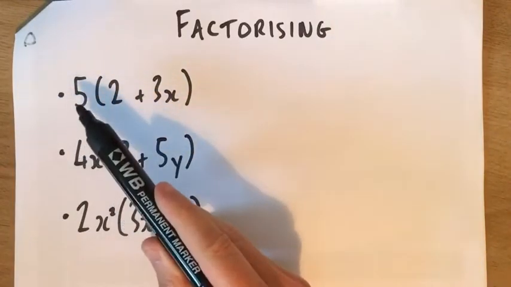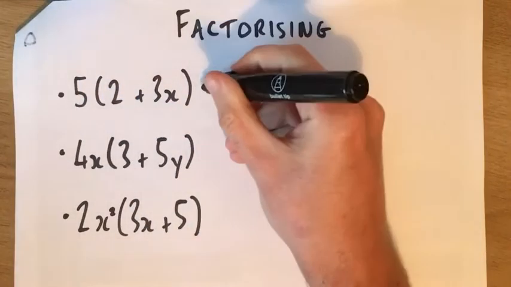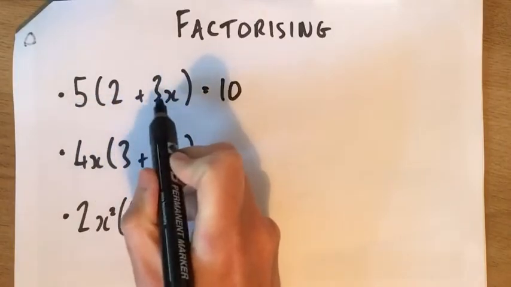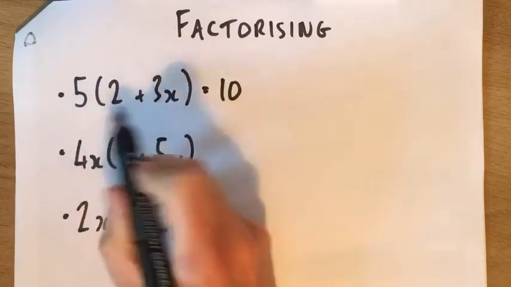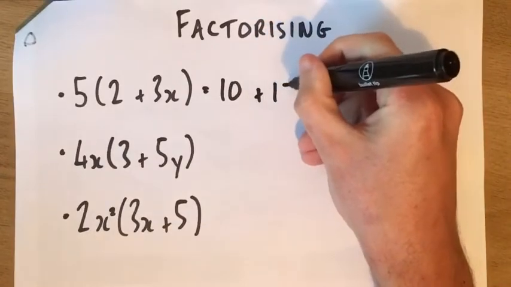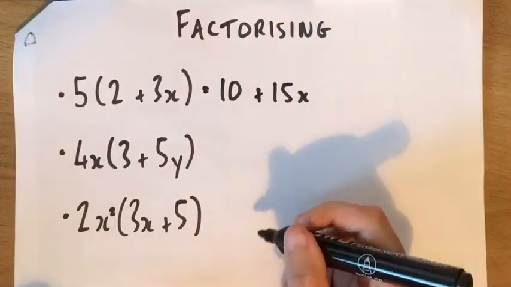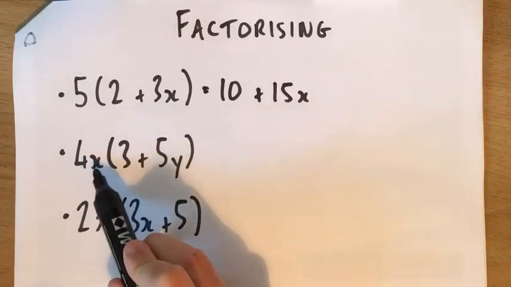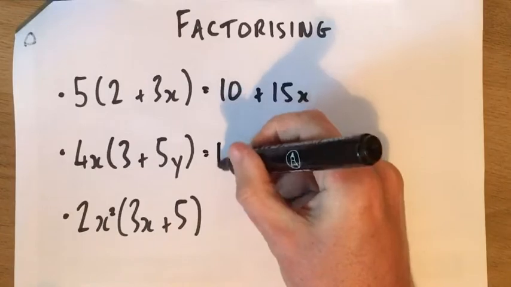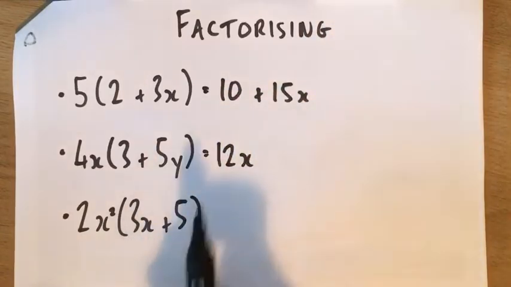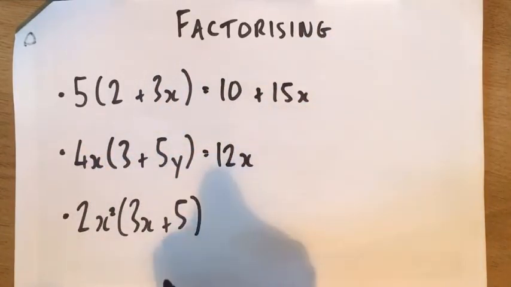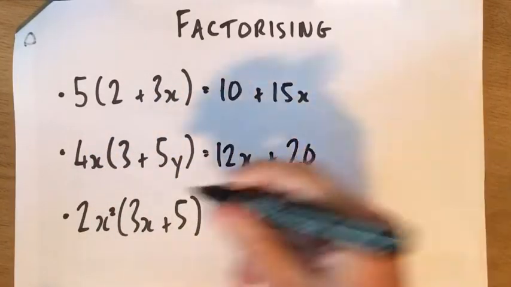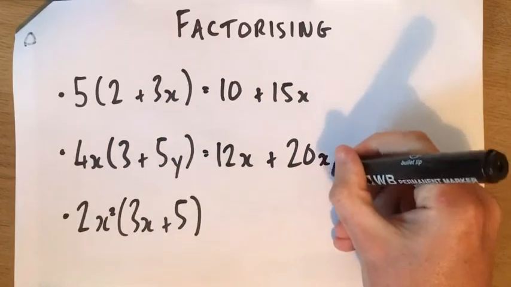So 5 multiplied by 2 is 10, and 5 multiplied by 3x, don't forget to multiply by the other thing in the bracket, is 15x. The second one down here, if I was asked to expand this, it would be 4x multiplied by 3, which is 12x. 4x multiplied by 5y: 4 by 5 is 20, x by y is just xy.